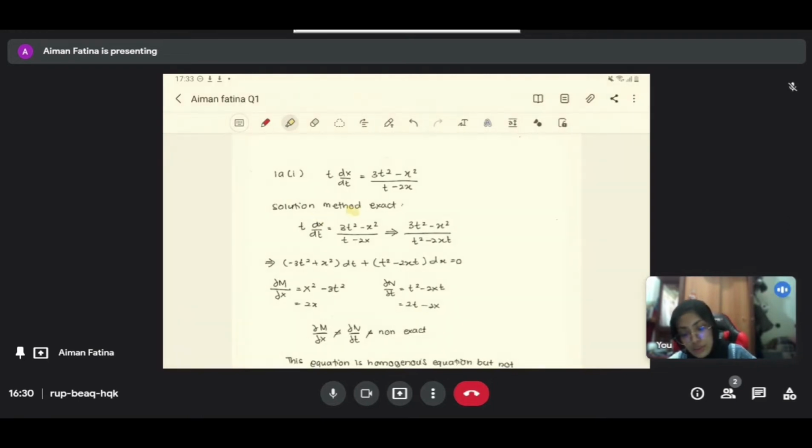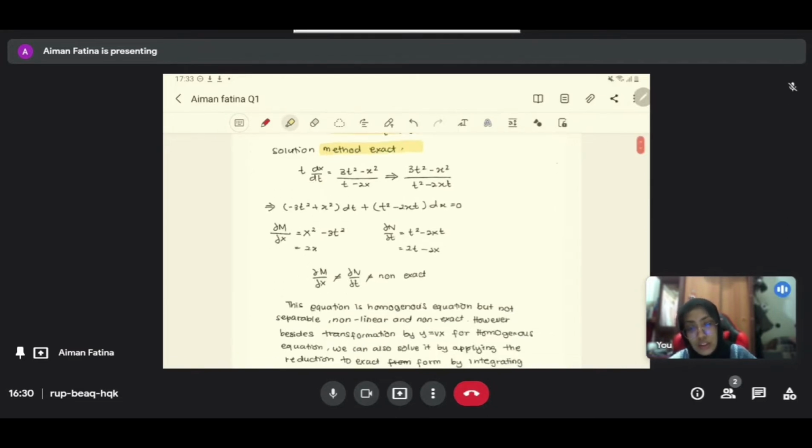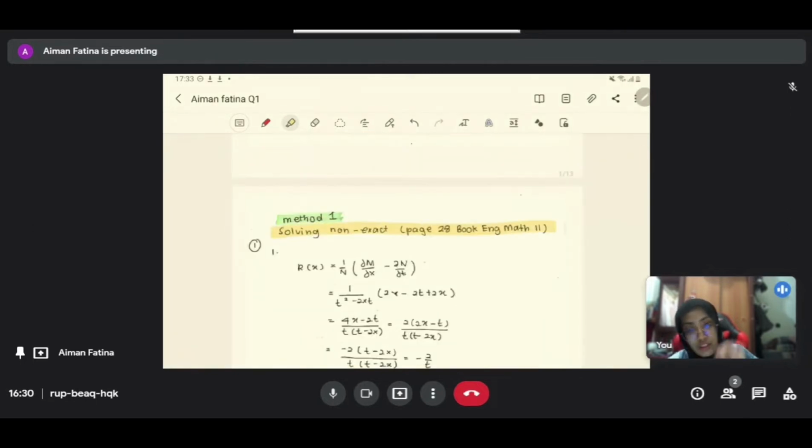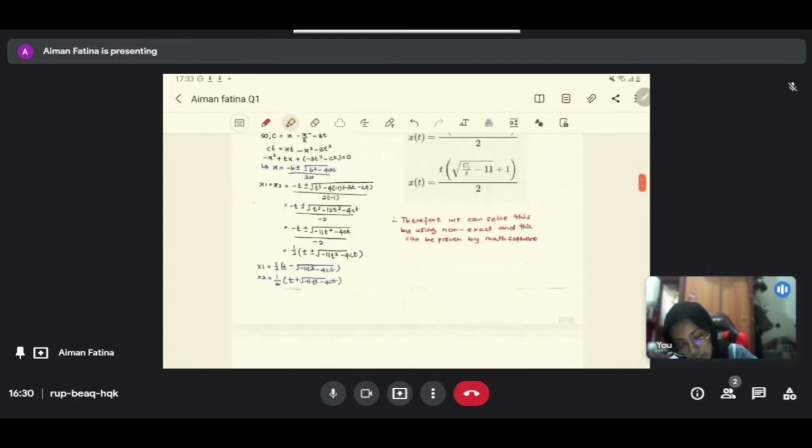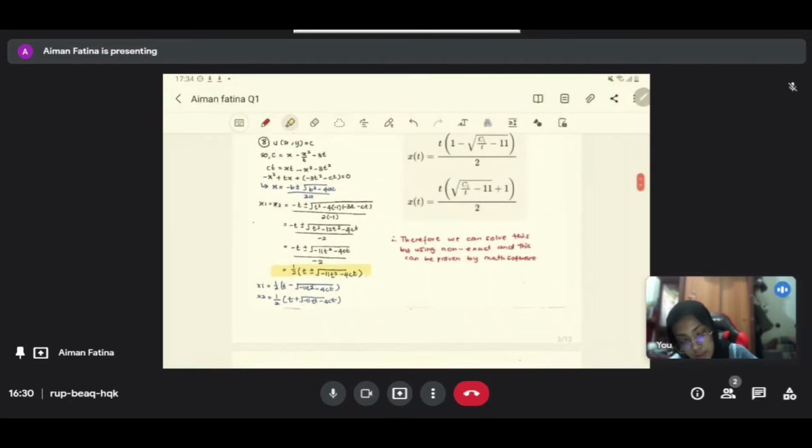For this equation, I solve it by using two methods. The first one is the exact method, but I found out this is non-exact. Therefore, I try to solve this using the non-exact method. I refer to page 28 of the book Engineering Mathematics 2. For the final answer, I get this one, and it is quite similar to the simulation.